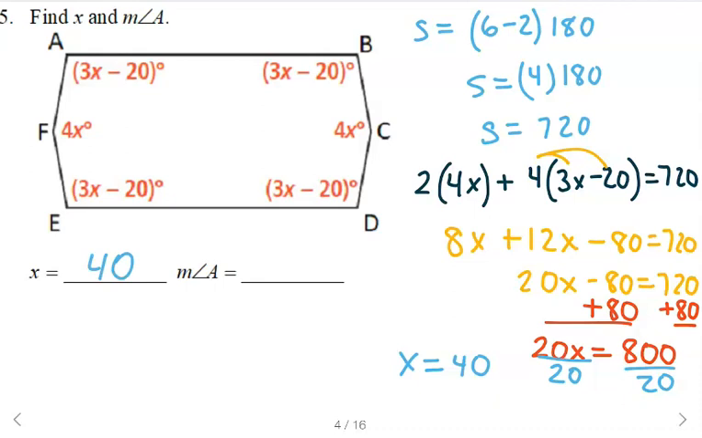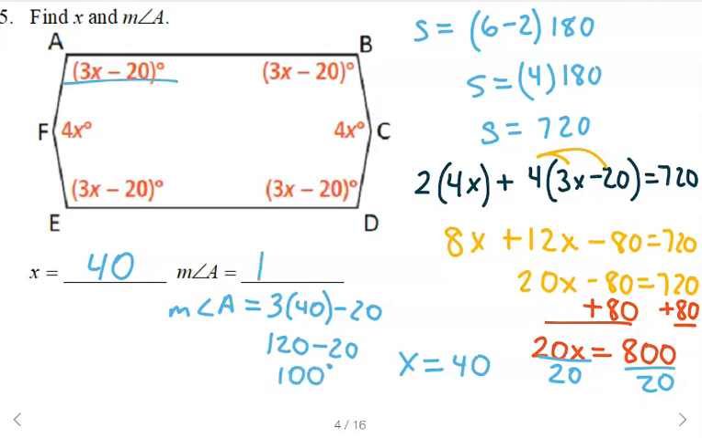We also want to find the measure of angle A. The measure of angle A is equal to 3x minus 20, so 3 times 40 minus 20. So that's 120 minus 20, or 100 degrees, for the measure of angle A.